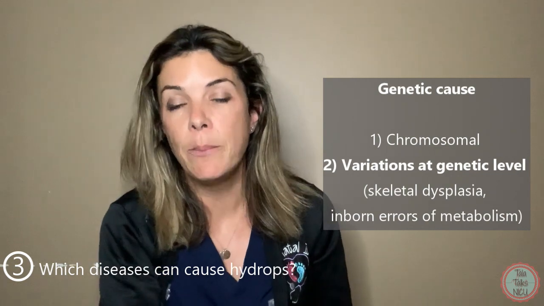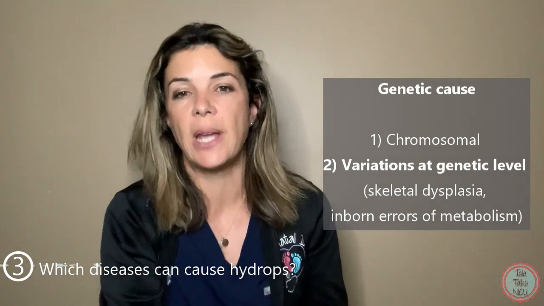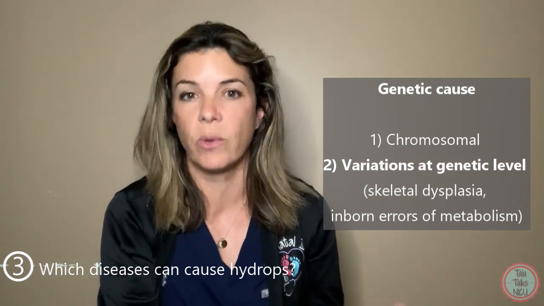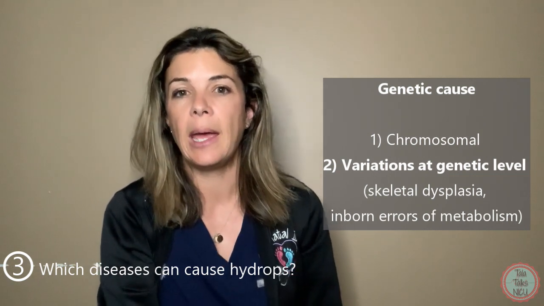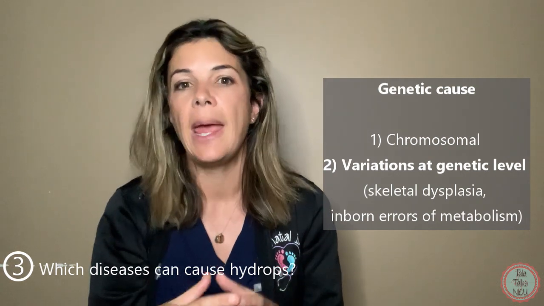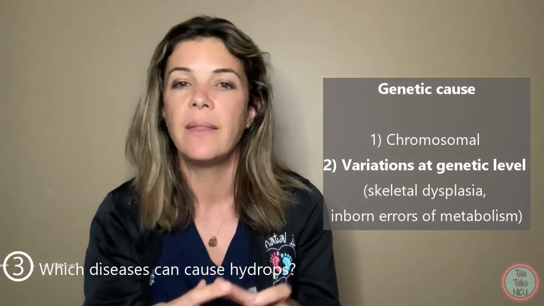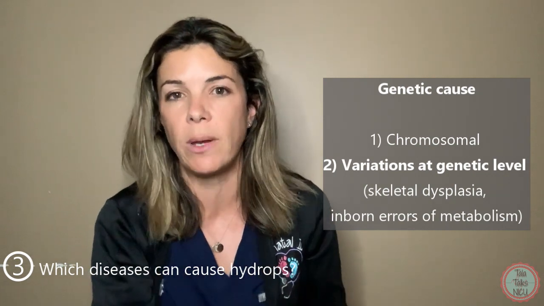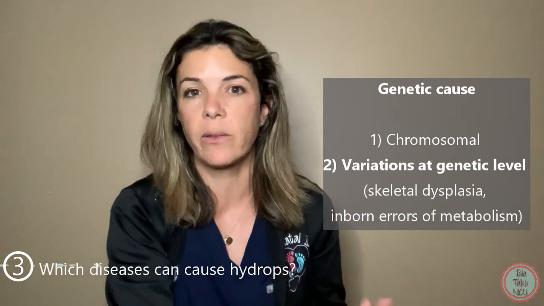Some of the inborn errors of metabolism, again, genetic diseases, for example, a lysosomal storage disease, can also result in hydrops. And here it's thought that the pathophysiology is that the liver is affected, they end up in liver failure, and they're not producing any albumin. So it's just decreased oncotic pressure that results in the hydrops.